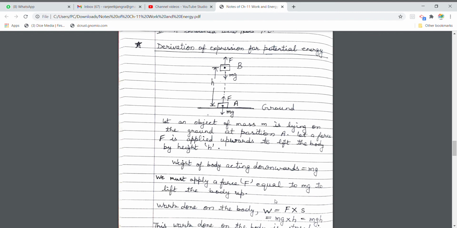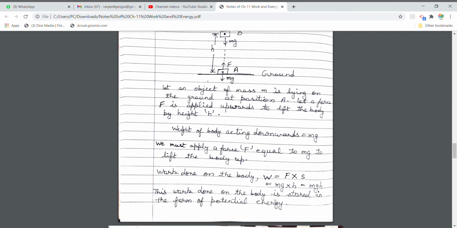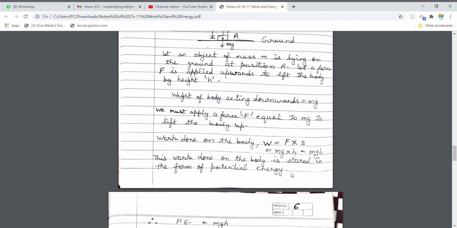Now the work done on the body is equal to F into s, and as we have written already, F is equal to mg, and h is the distance covered or the displacement. So in place of s we are writing h here. So work done becomes equal to mgh.